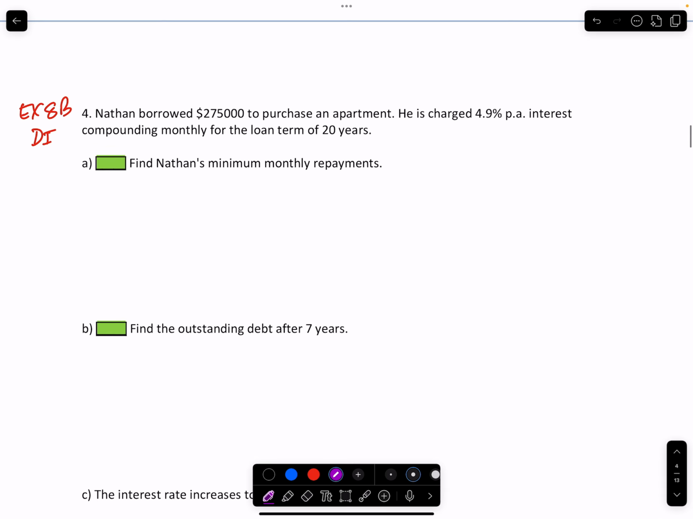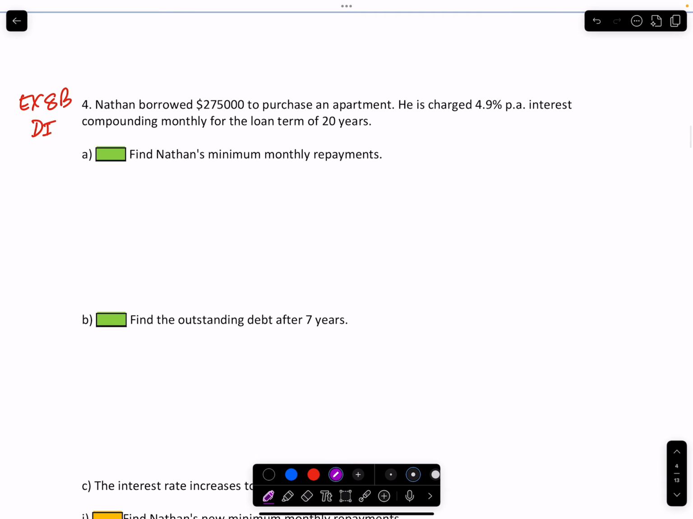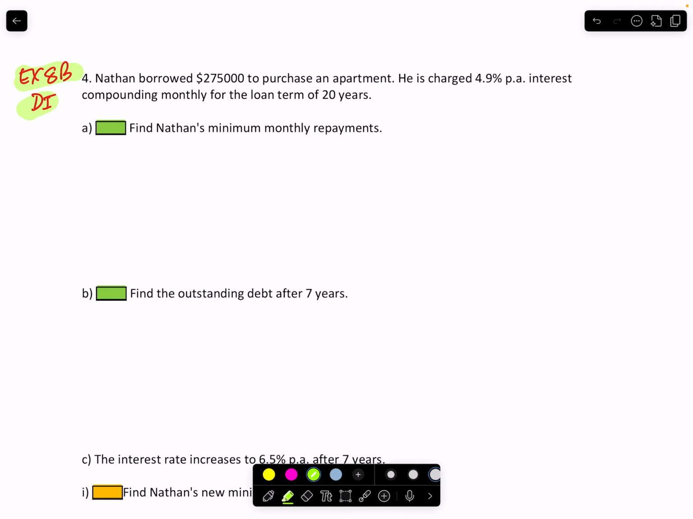It's a home loans question. So you should have practiced this in your DI because I gave you that option. And I also gave you the option to still do the timeline work if you had time. I don't think many of you did that, but that's fine. 275 grand was the loan. He's being charged 4.9% interest compounding monthly for the loan term of 20 years. What are his monthly repayments?